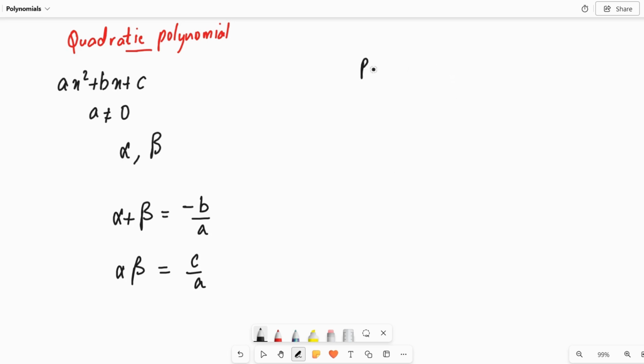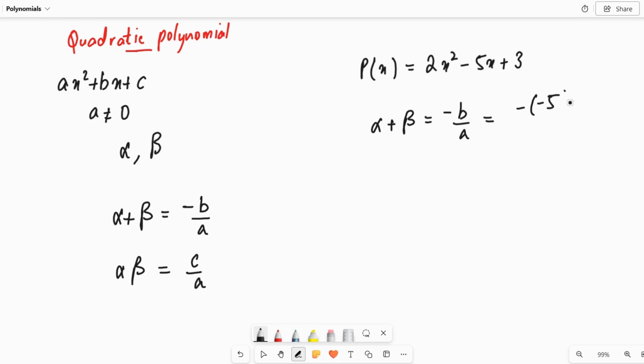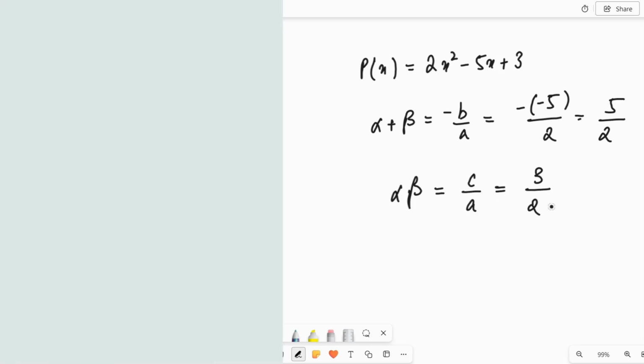For example, take p of x as 2x square minus 5x plus 3. So the sum of zeros, that is alpha plus beta, is equal to minus b by a, that is minus of minus 5 by 2, that is 5 by 2, while the product of zeros, that is alpha into beta, is equal to c by a, that is 3 by 2.